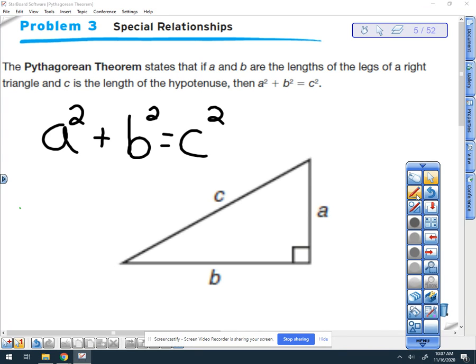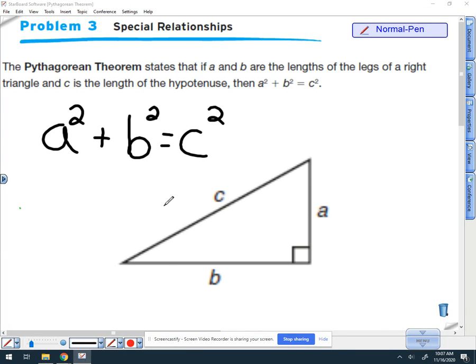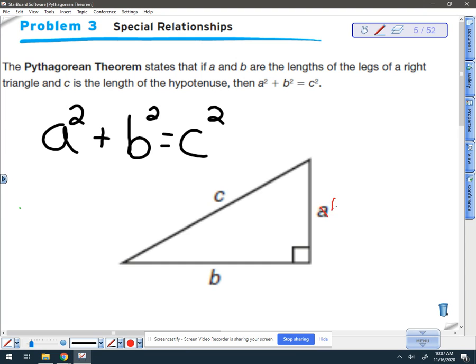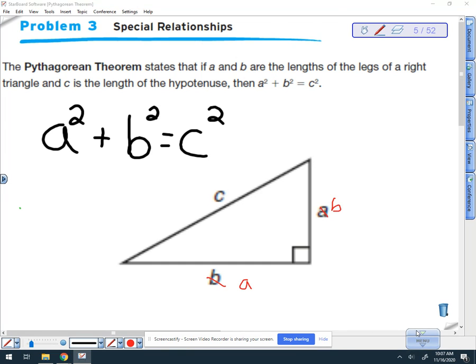The way we're always going to label it is with A, B, and C, where C is always the hypotenuse. So when you get your triangle, first thing you're going to do is always label your A side, your B side, and your C side. Your C is the hypotenuse. It's always the longest side. Your legs are your A and your B, and it doesn't matter. You could make this side B and this side A. They're interchangeable. It could be either one.